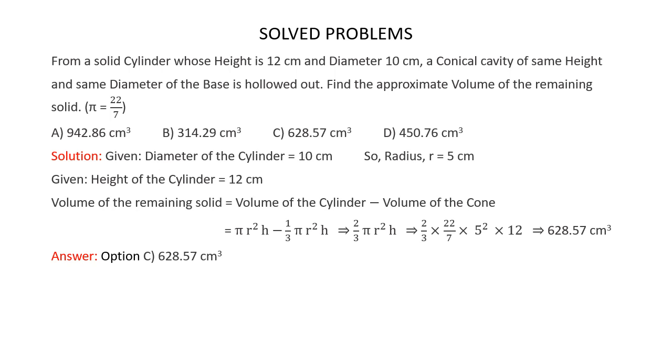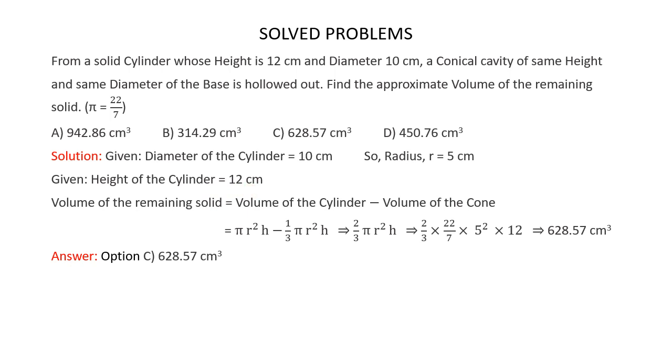So here it's given that the diameter of the cylinder is 10 centimeters. So radius of the cylinder would be half of the diameter, that is 5 centimeters. So radius of the cylinder would be 5 centimeters. Now it's given that height of the cylinder is 12 centimeters.